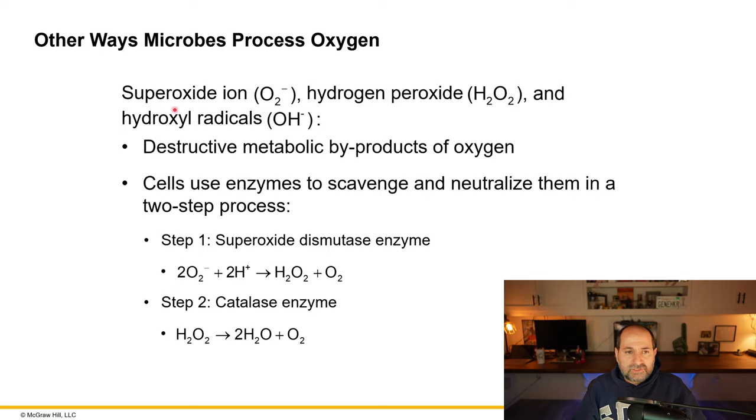Here's another reactive oxygen species. It's called superoxide ion. It's O2 with a negative charge. Here's another one, hydrogen peroxide, H2O2. And here's a third one, hydroxyl radical, OH-. All three of these are examples of ROS, reactive oxygen species, which are created by cells during cellular reactions and can cause damage to the cell, so much damage that it can kill the cell.